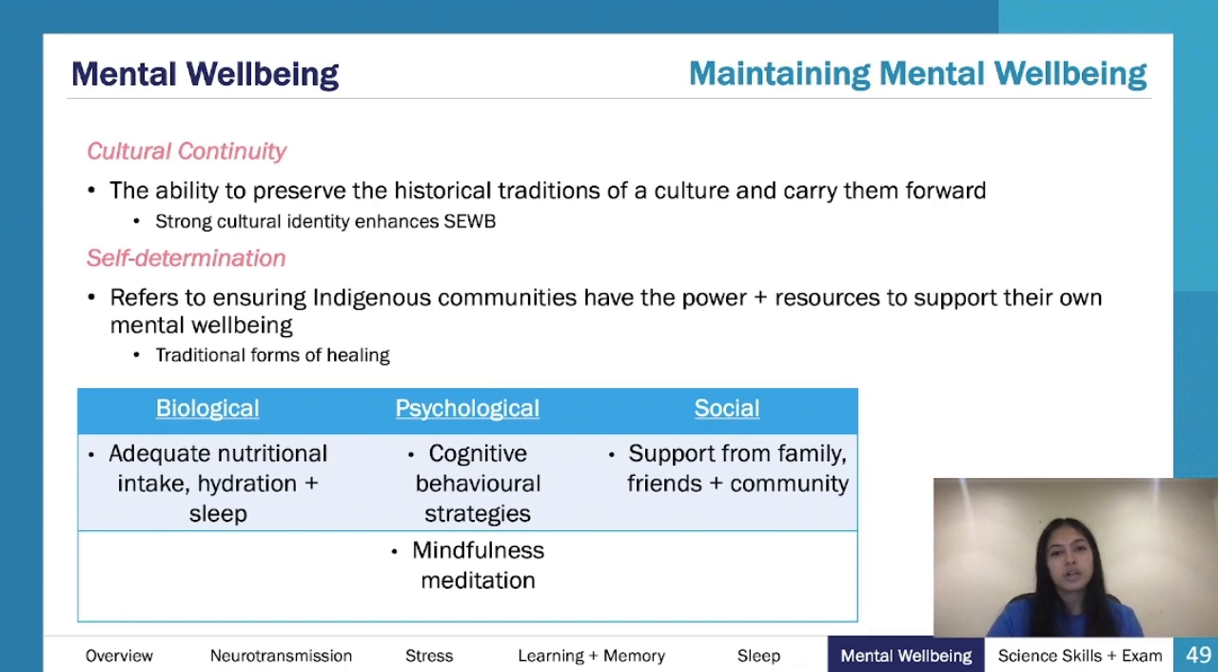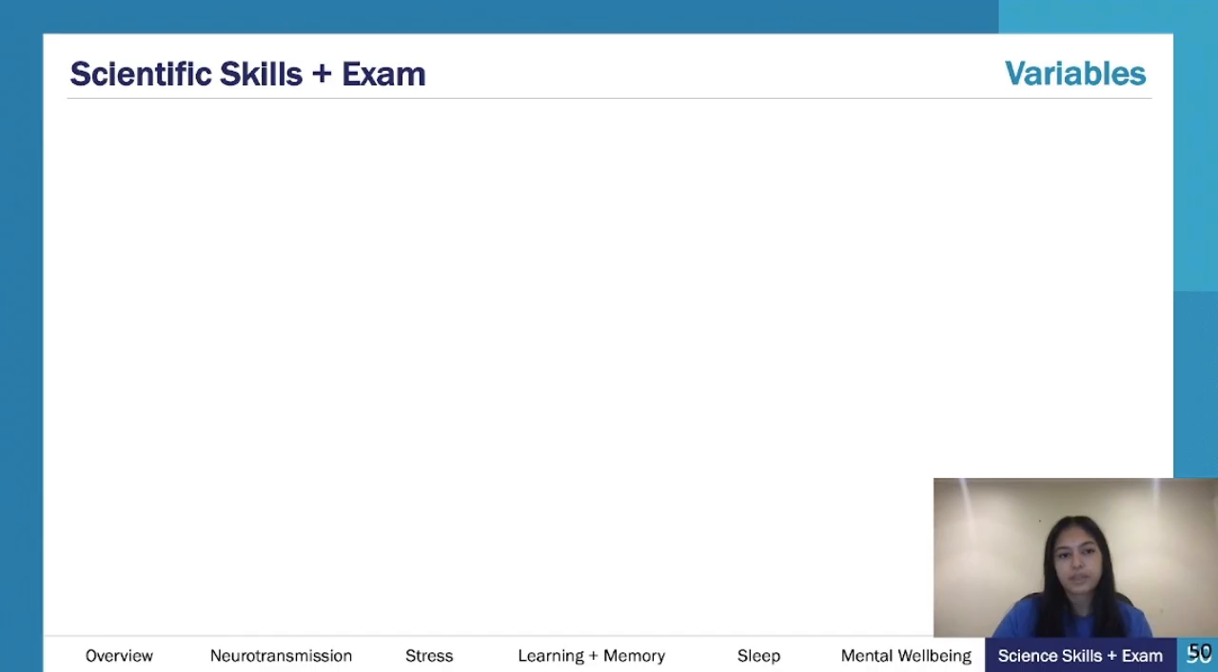Your social support, obviously pretty self-explanatory as well. Having support from your community, having support from your family and friends, building a strong support network is really important, particularly in times when your mental well-being is declining a little bit, and getting support from those sources.